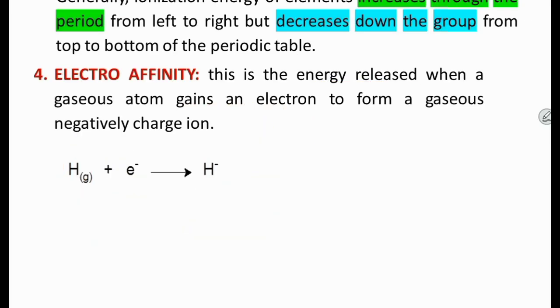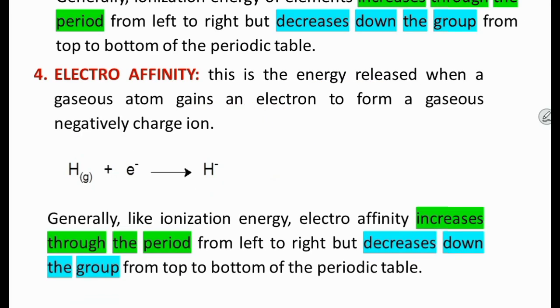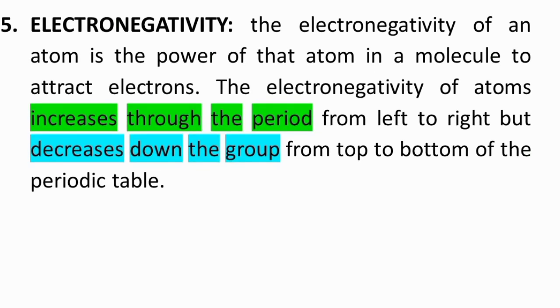Let's continue. Generally, like ionization energy, electroaffinity increases through the period from left to right but decreases down the group, just like ionization energy, but opposite of atomic size and ionic size. Okay, then the last property we want to talk about is electronegativity, even though we are still going to talk about metallicity.